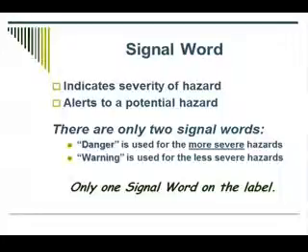A signal word indicates the severity of a hazard and alerts the user to a potential hazard. There are only two signal words. Danger is used for the more severe hazards. Warning is used for the less severe hazards. There will only be one signal word on the label, no matter how many hazards a chemical may have.